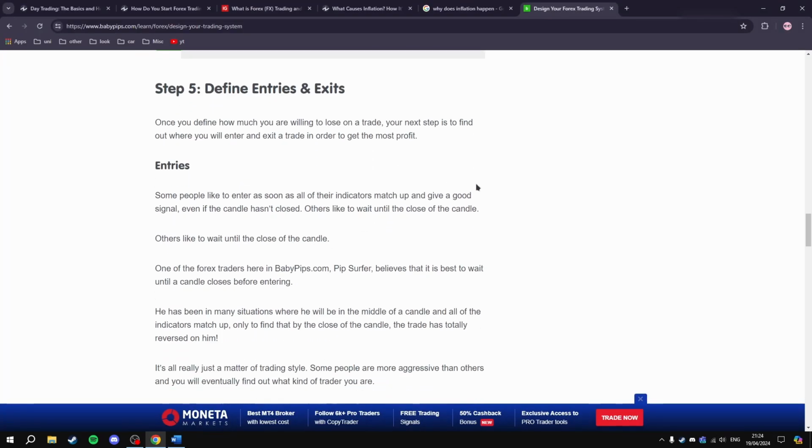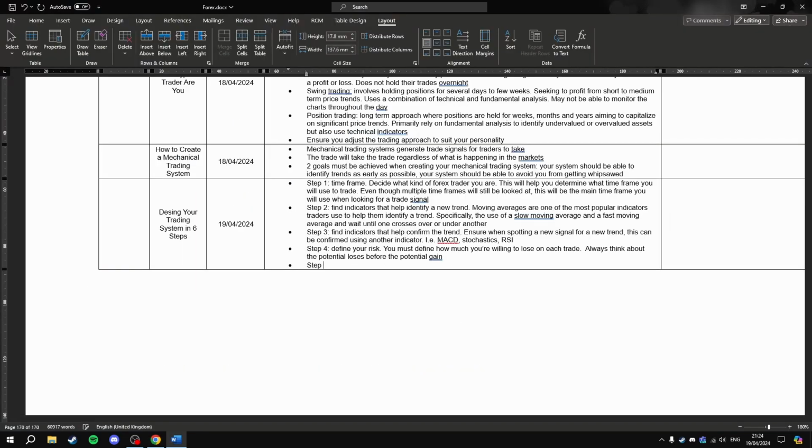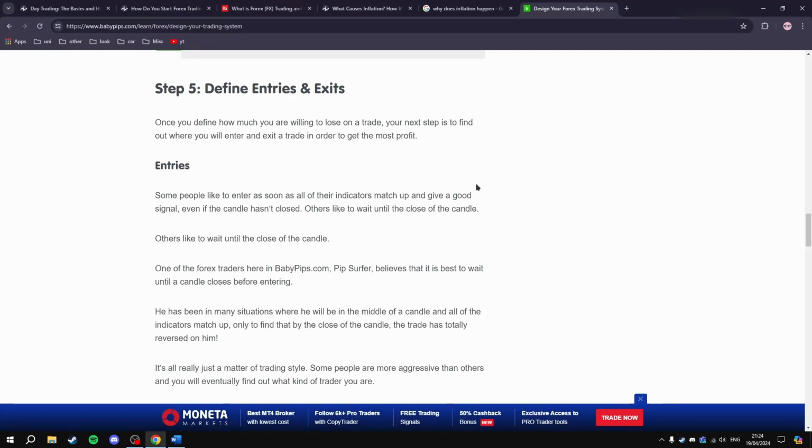Step 5. Define entries and exits. Once you define how much you're willing to lose on a trade, your next step is to find out where you will enter and exit in a trade in order to get the most profits.